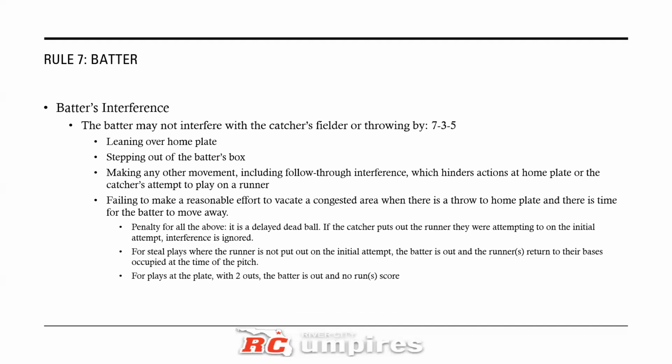For plays at the plate with 2 outs, the batter is out and no run scored. For plays at the plate with less than 2 outs, you're taking the runner. This is what confuses people. If they think on batter's interference you're going to take the runners, you take the batter unless the play's at home. If the play's at home, you're taking the runner.